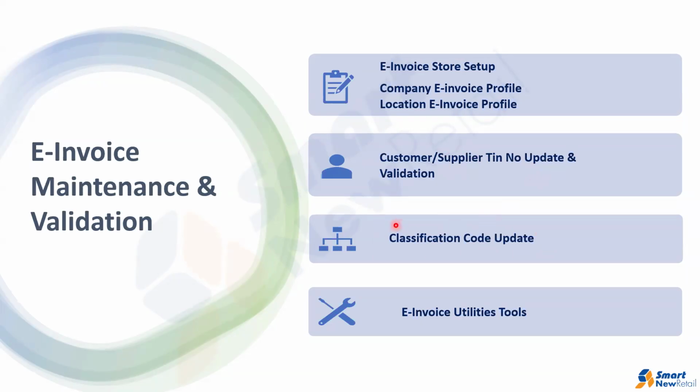Some of the items you might need to fill in the classification code for. Something like a hardware shop, maybe, because you are selling some building material, some specific material that the government is trying to track. So you need to assign a classification code for it. But which products require a classification code? This one you may have to inquire with your tax agent.